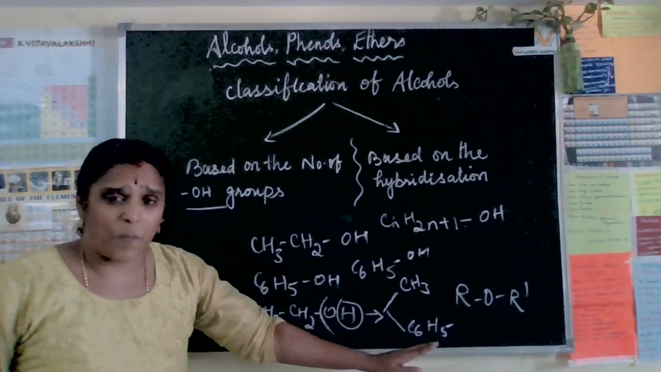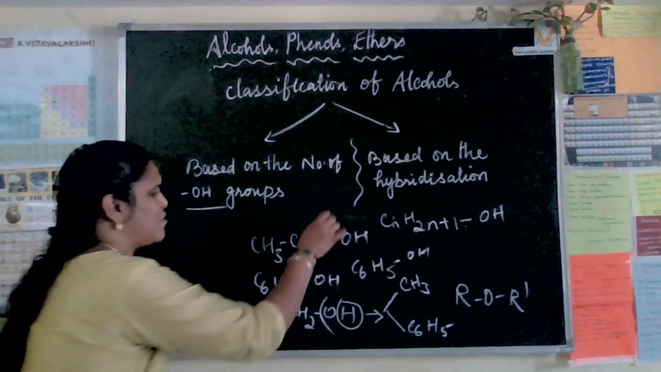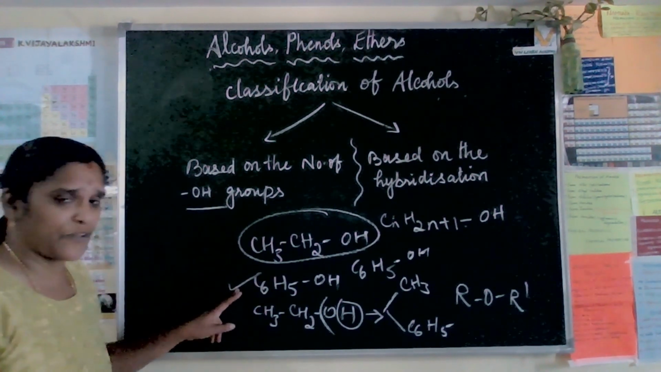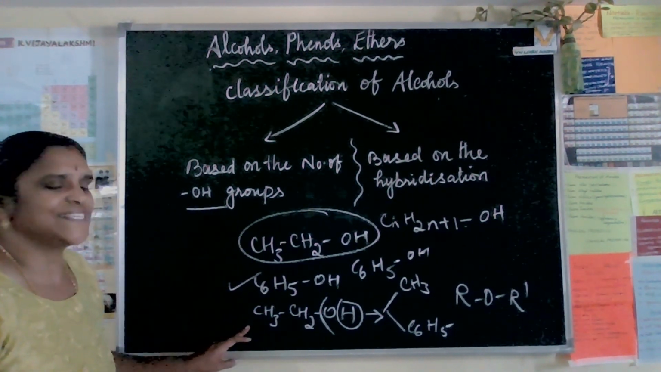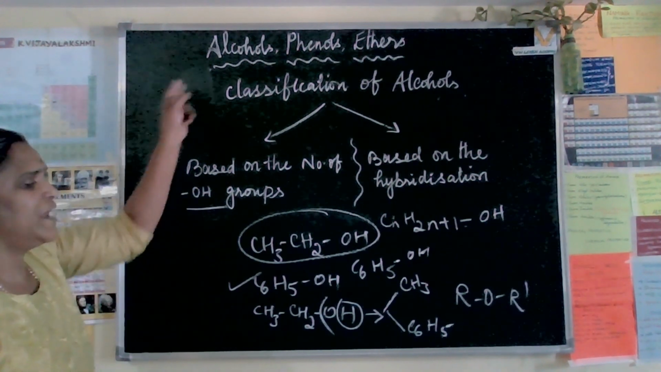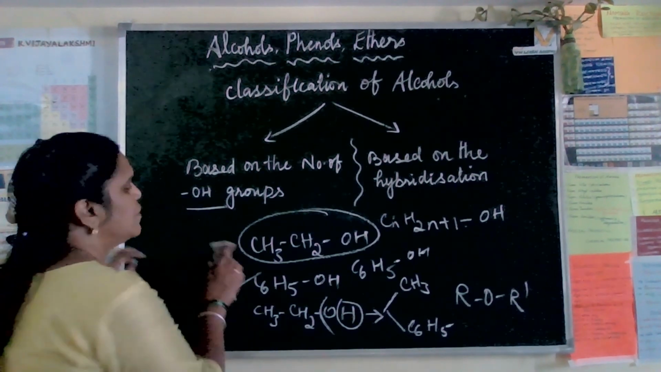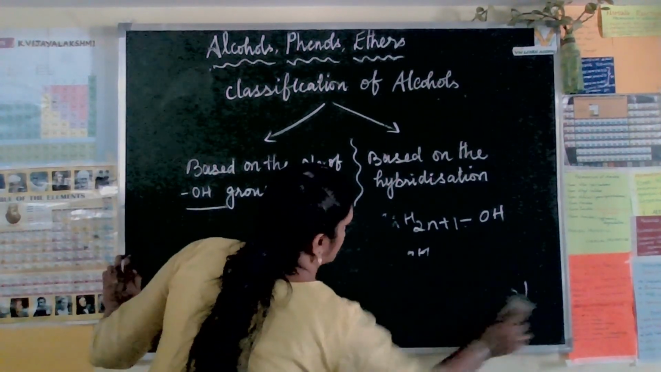So these are the points we are going to learn. First and foremost, we are going to see aliphatic, then aromatic. This is phenol, this is alcohol, and this is ether. Okay, now let us go for the complete session of alcohol, phenol, and ether.